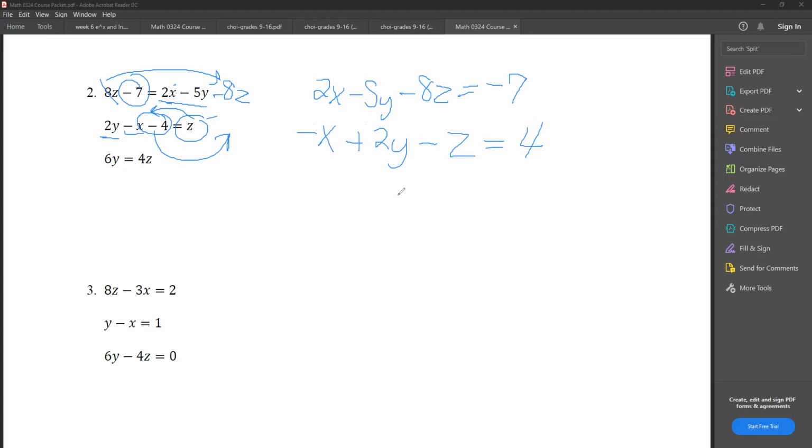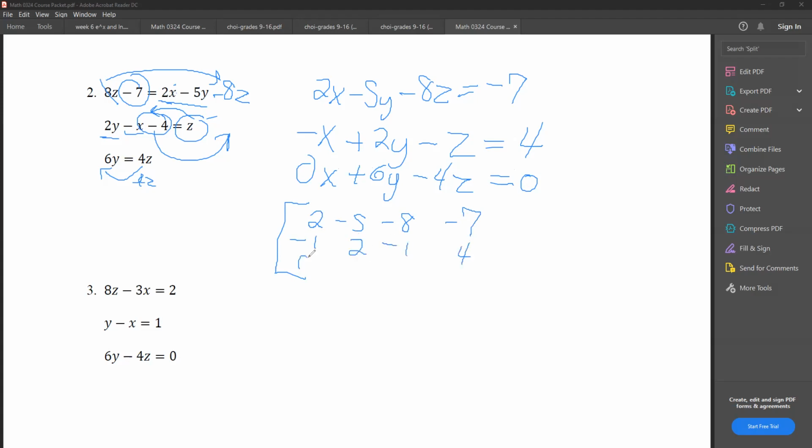Okay, so this last one, I have 6y. The 4z is going to get moved over, so I'm going to minus 4z. Well, guess what I'm left with on that side? Absolutely nothing. Okay. And now I don't have an x, so I'm going to make it a 0x. Okay. So now I'm ready for my augmented matrix. 2, -5, -8, -7, -1, 2, -1, 4, 0, 6, -4, 0. Okay, and we can enter it as a 3 by 4 matrix, and we can use simplex on it when we need to.